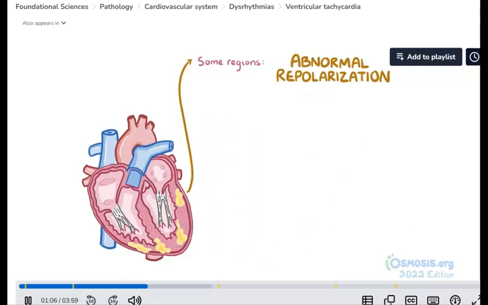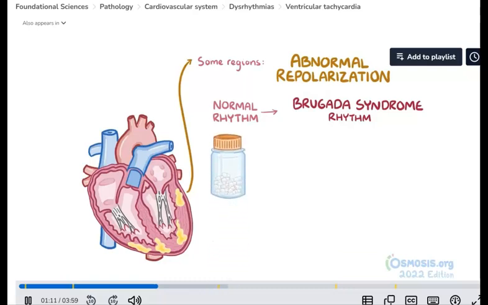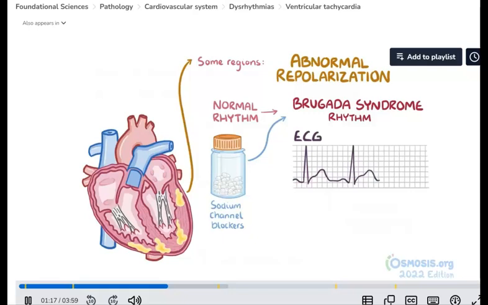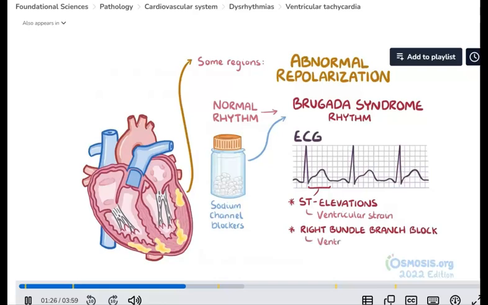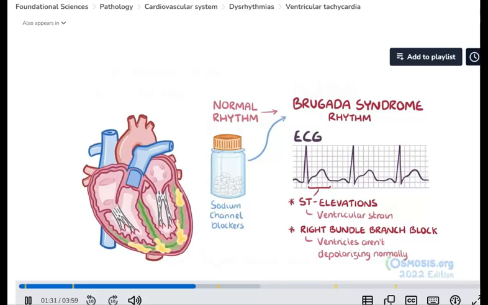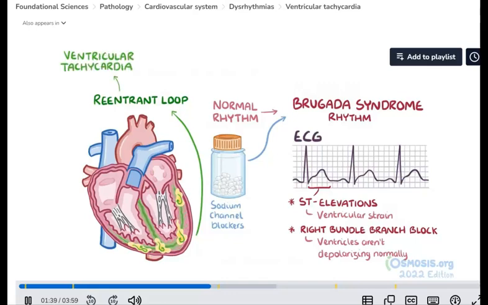In some cases, the heart might have a normal rhythm, but then develop a Brugada syndrome rhythm in the presence of certain medications, like sodium channel blockers. On an electrocardiogram, Brugada syndrome typically has ST elevations, which are often a sign of ventricular strain, as well as right bundle branch block, which indicates that the ventricles aren't depolarizing normally. As a result, these regions become susceptible to a re-entrant loop, which is when depolarization signals start going around and around in a loop, causing a ventricular tachycardia and sometimes ventricular fibrillation.